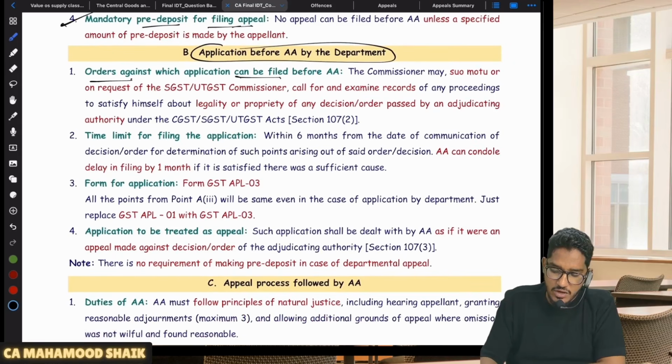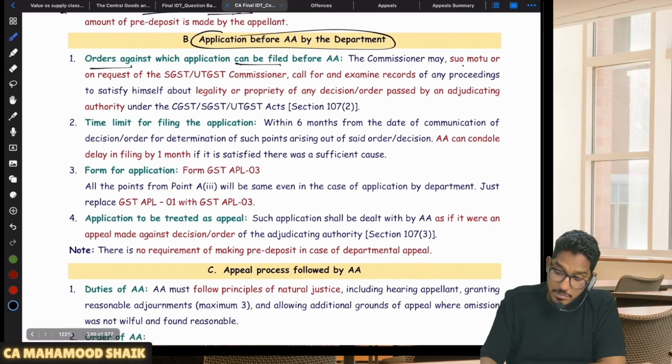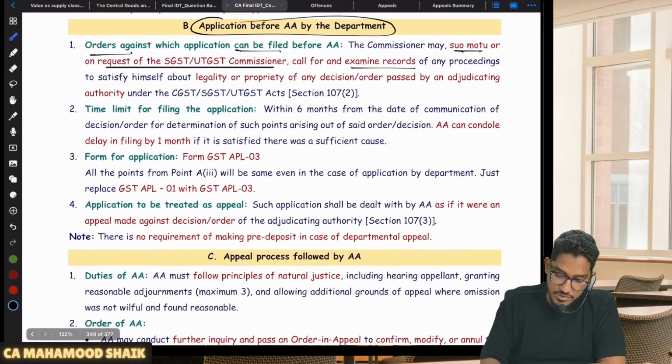Same here. For any order passed by the appellate authority, the commissioner may, either on suo motu basis or on request of SGST or UTGST commissioner, call for and examine the records of any proceedings, to satisfy himself whether that order is legal or proper or not. For an order passed by the adjudicating authority, he can approach the appellate authority. Sir, what is the time limit? Even for the commissioner, 6 months; 1 month condonation of delay is permitted.